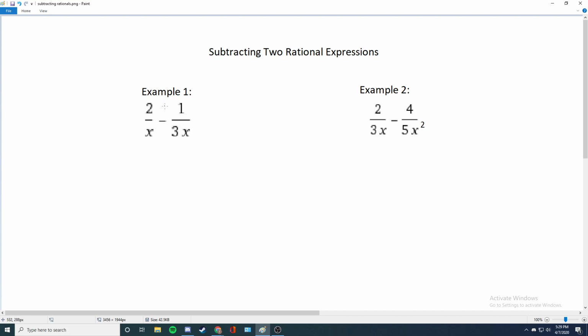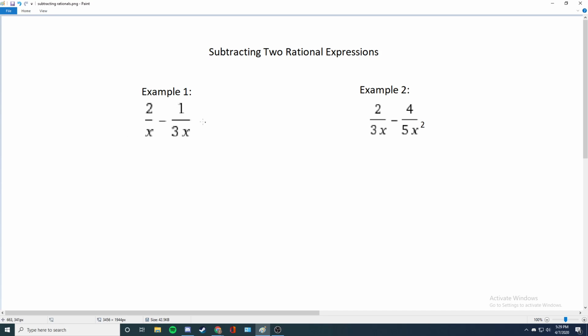So, moving into example 1, with these two expressions we can see that we can't subtract them quite yet because their denominators are still different. So, with these problems our main goal first is to get the denominators to be the same, and then we can subtract the numerators and simplify.